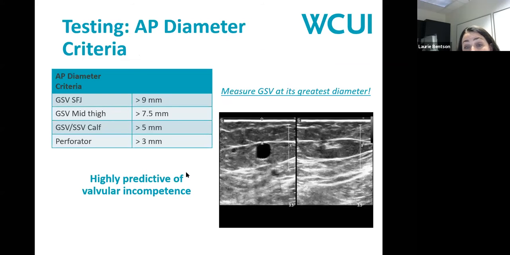For the diagnostic criteria with our publishers, the greater saphenous vein at the junction greater than 9 millimeters is highly predictive of valvular incompetence. In the mid-thigh, if it's greater than 7.5 millimeters, that would be predictive of valvular incompetence, and then in the calf it would be greater than 5 millimeters. And notice the calf diameter measurement includes the short saphenous or small saphenous vein.